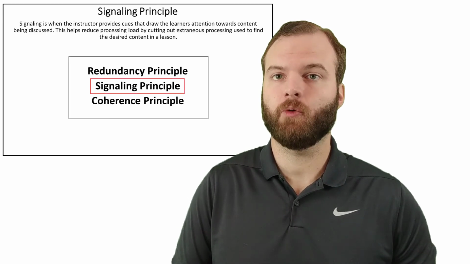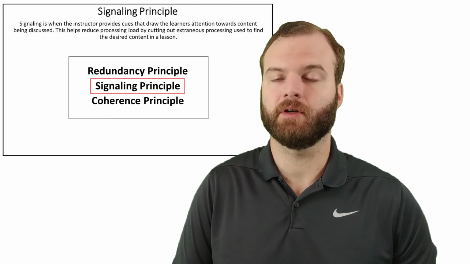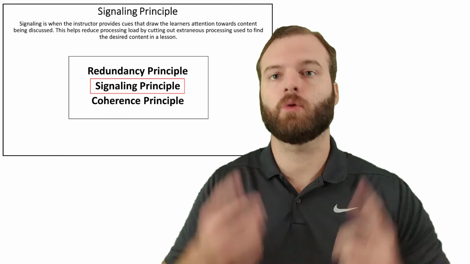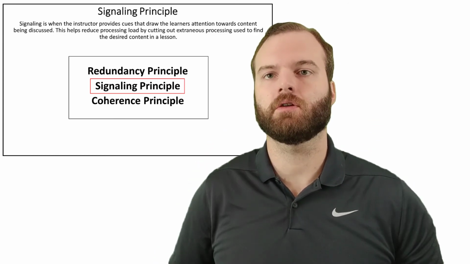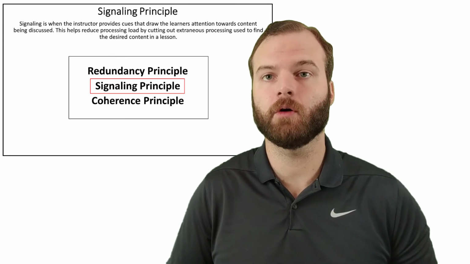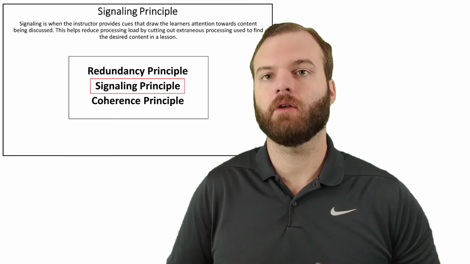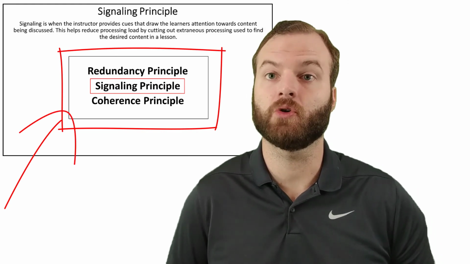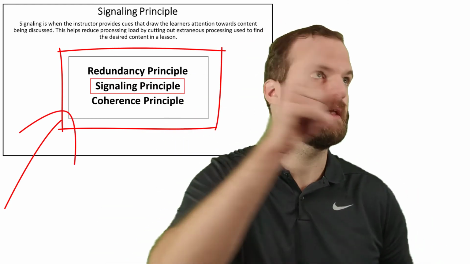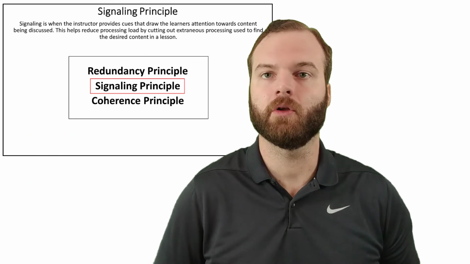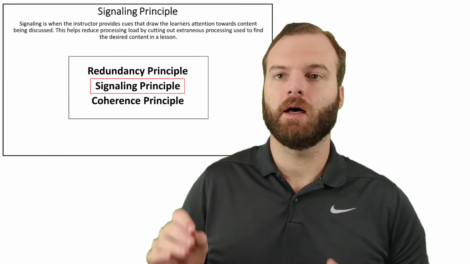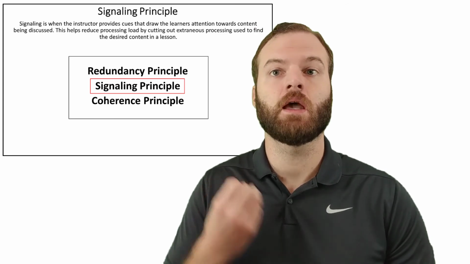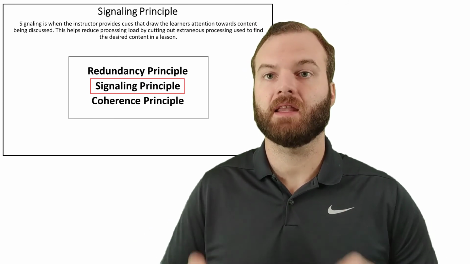The first principle that we'll be covering today is the signaling principle. The idea behind the signaling principle is to use visual or auditory cues to help draw the learner's attention towards the content we want them to focus on. This helps cut down on extraneous processing by pointing the learner's attention towards where we want it to be, as opposed to them kind of having to figure out where their focus has to go. It's a really great way to point them towards keywords, key sentences, pictures, anything like that that you're focusing on in the moment.